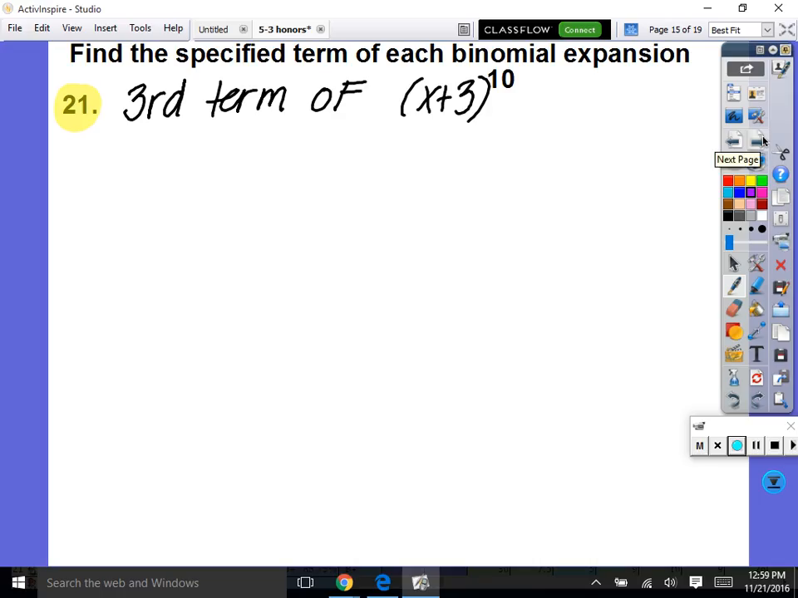Okay, listen up. This is more likely what you'll see on an ACT. It'll say: find the third term of x plus 3 to the 10th. We would not want to go through the whole thing, that would be a nightmare. What's that third term's coefficient going to be? Look at Pascal's triangle.